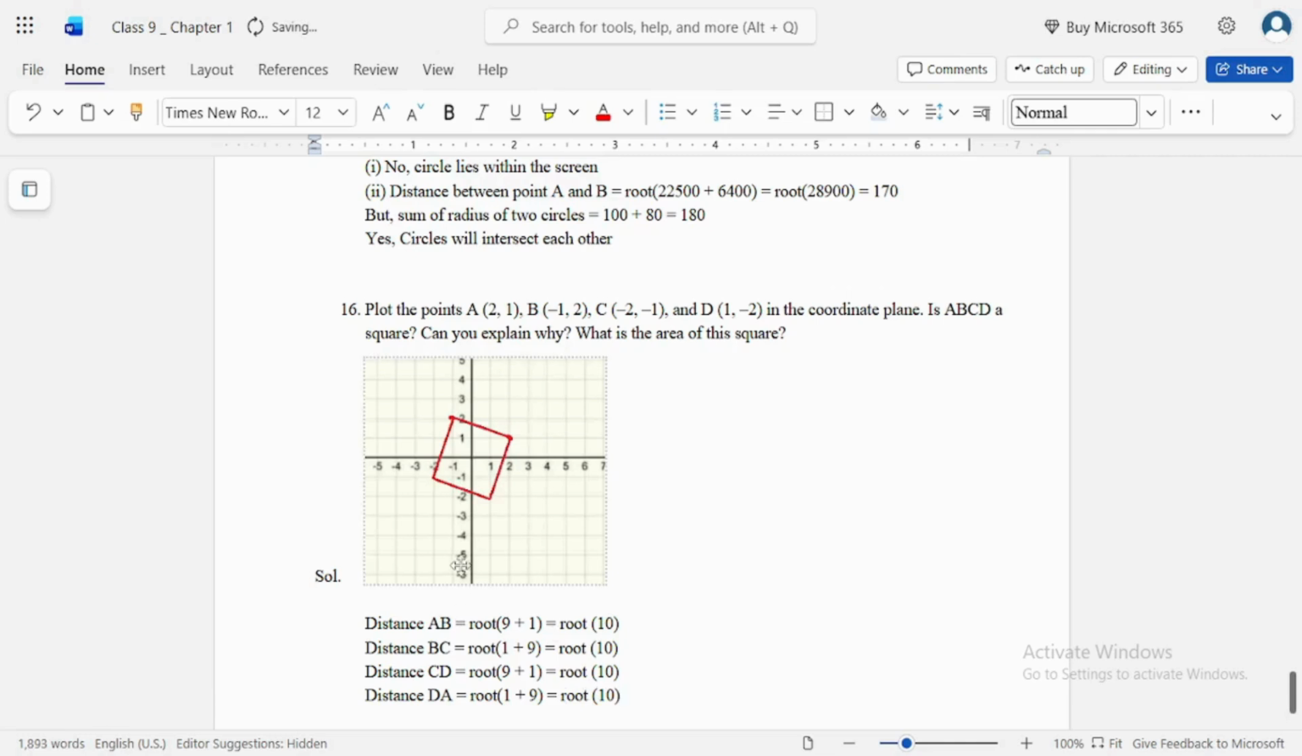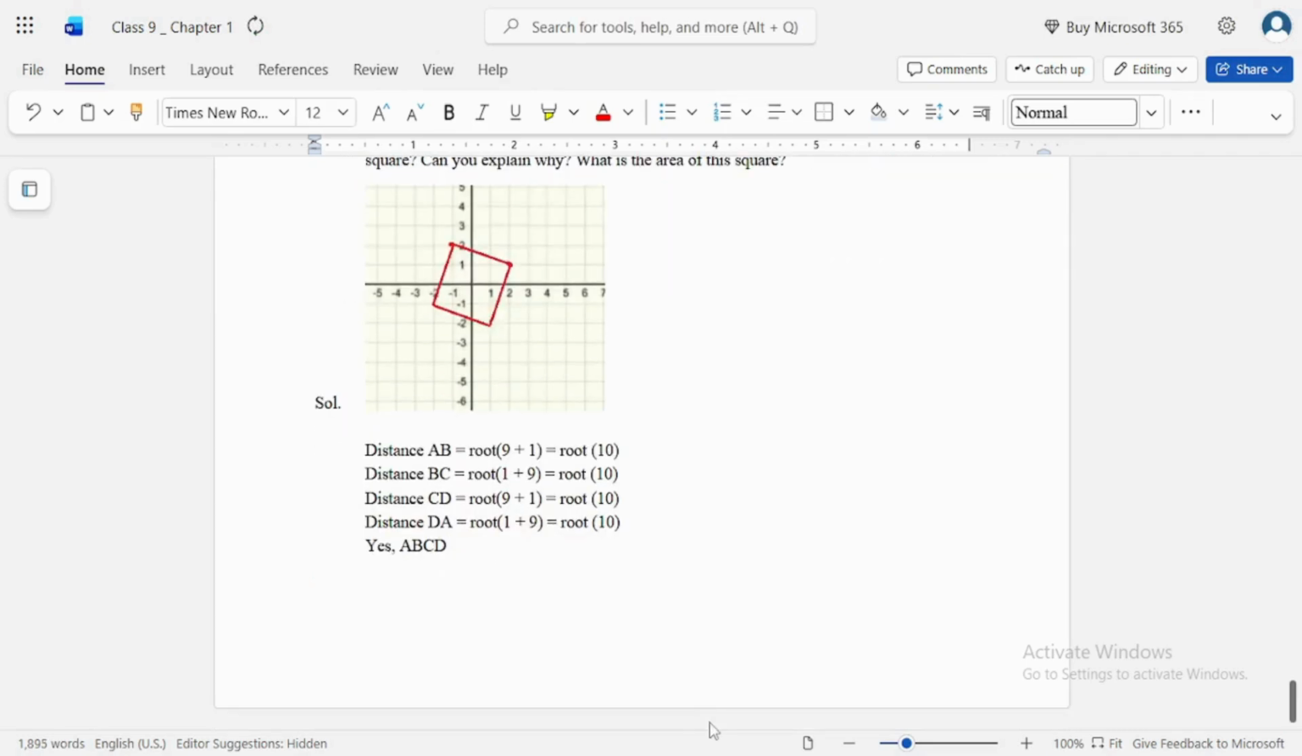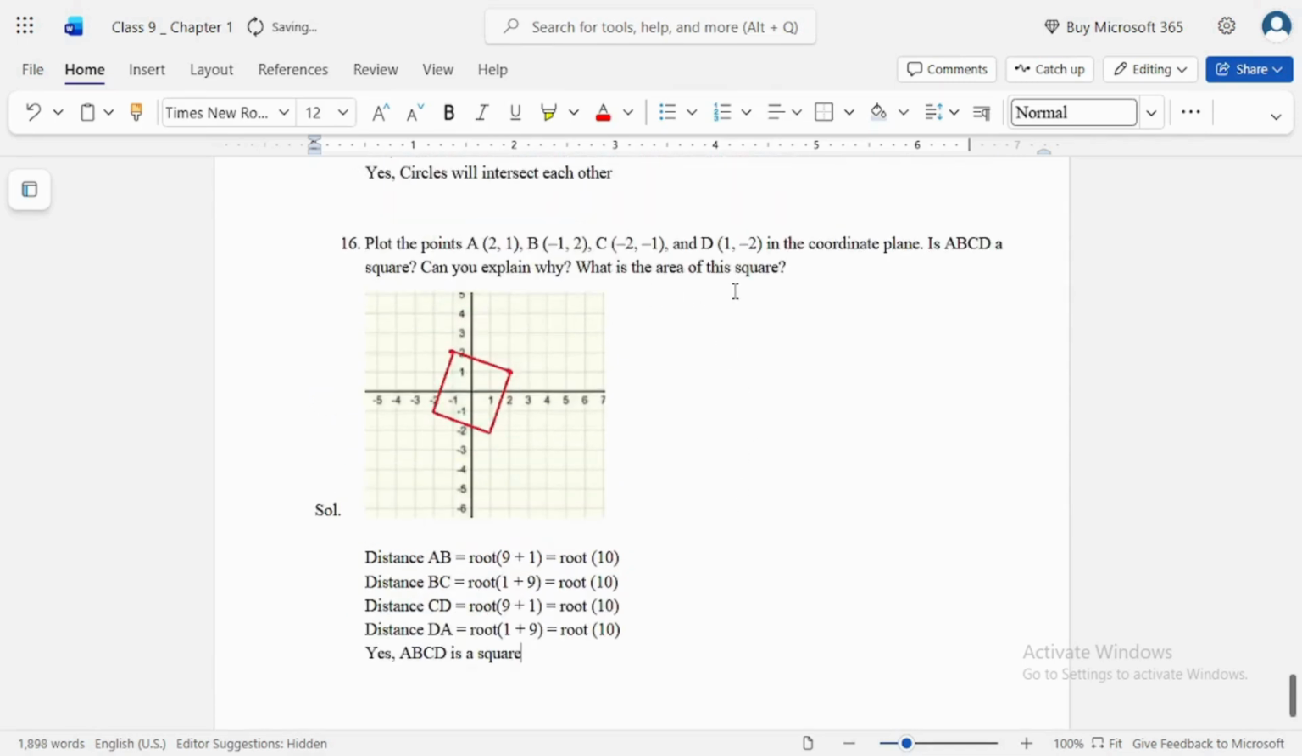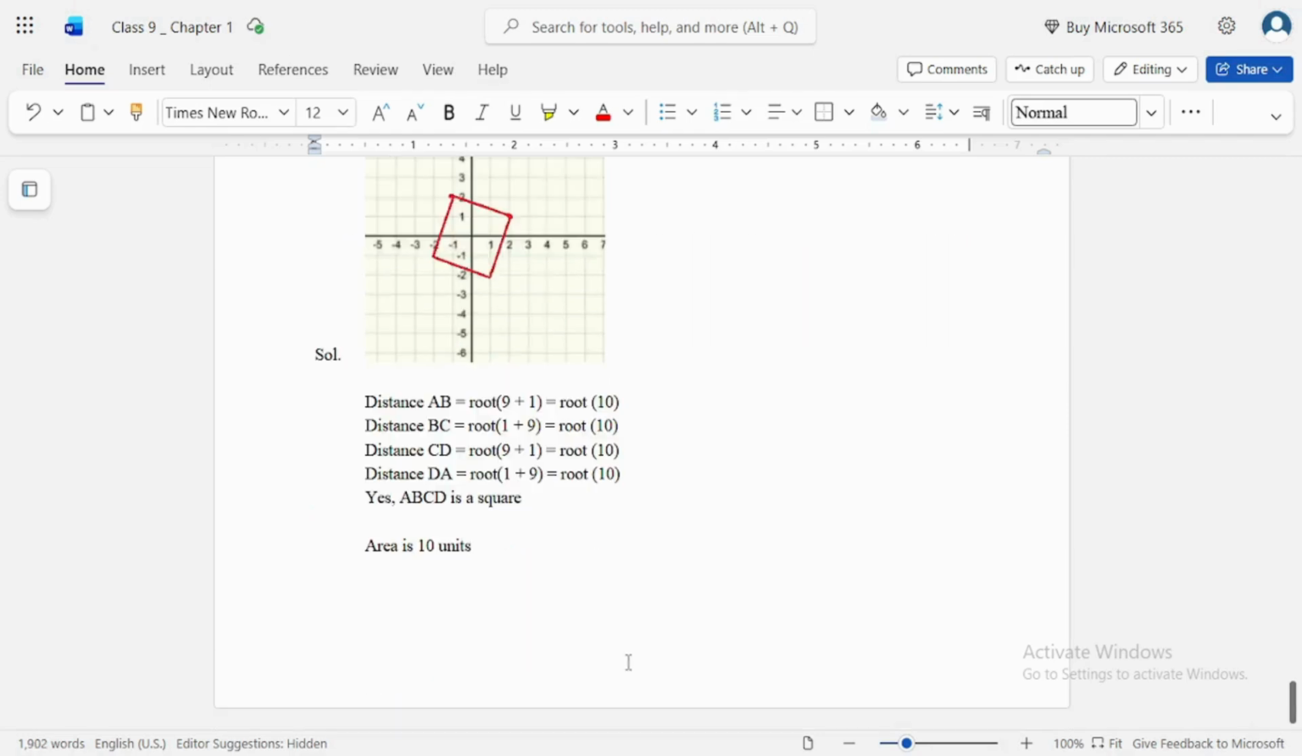Since all these distances are equal, we can conclude that ABCD is a square. And what is the area of this square? The area of a square is the side length whole squared. It is root 10, so root 10 into root 10 will be 10. The area is 10 square units. With this, we have finished all the exercise questions of chapter 1.